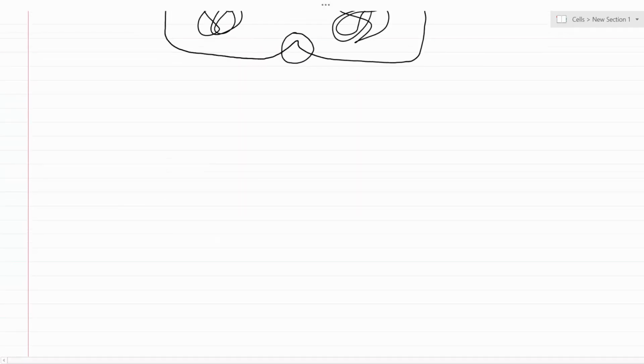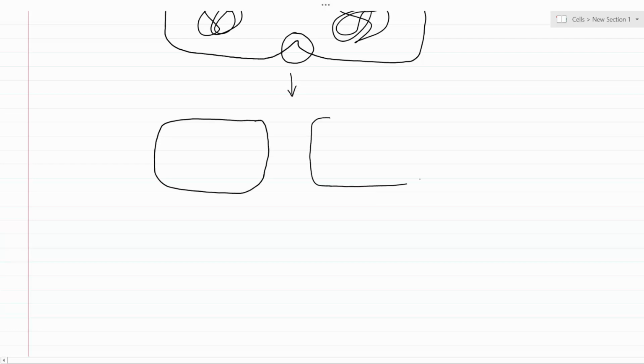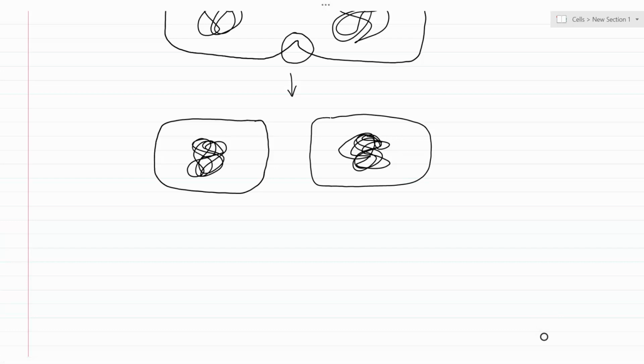And finally, once this pinching has taken place in its entirety, we will now end up with two new prokaryotic cells. This loop of DNA will detach from the membrane, and we now have two identical daughter cells, which are exact copies or clones of the original.